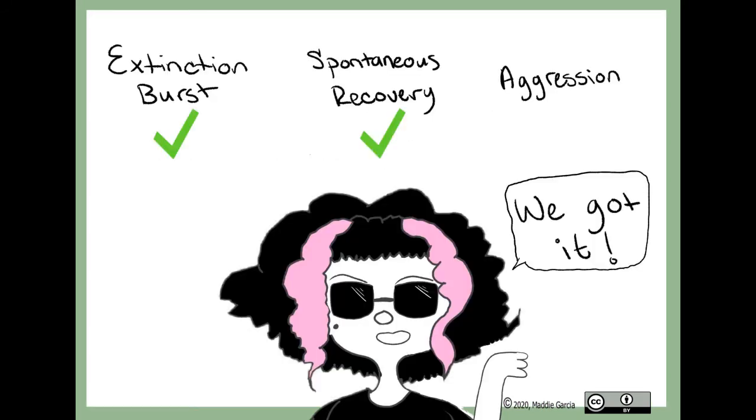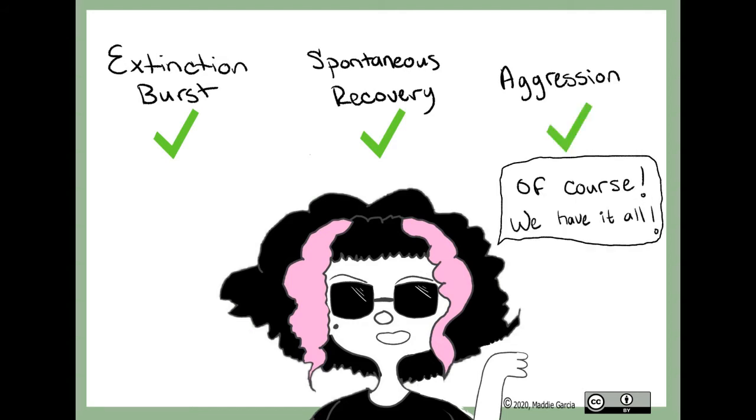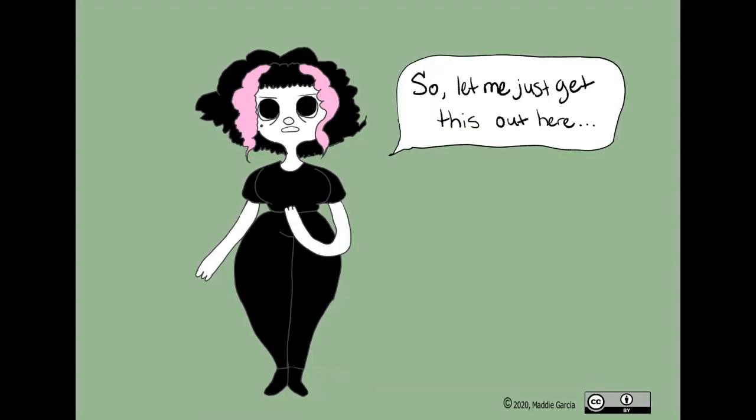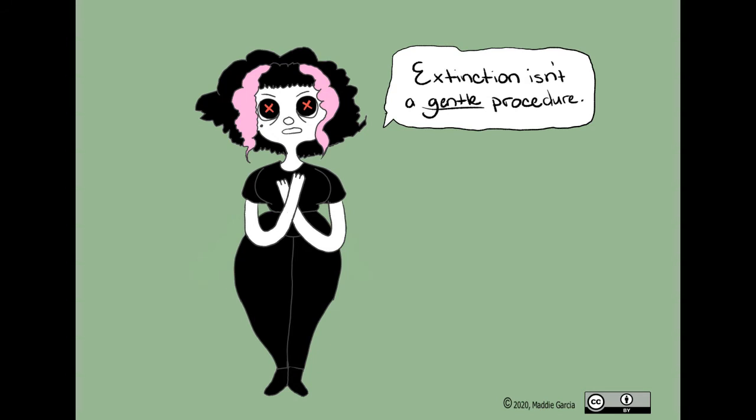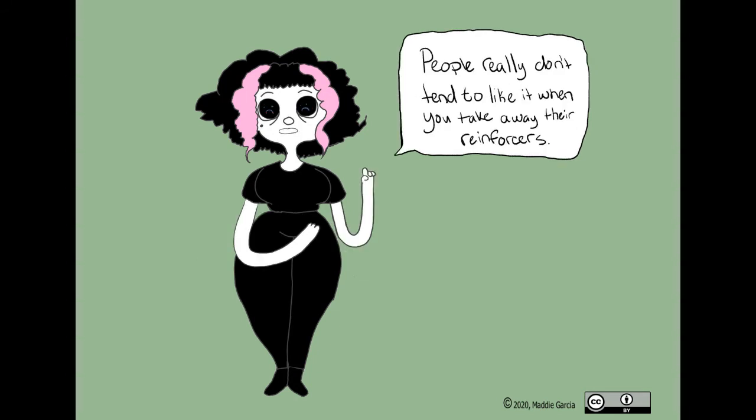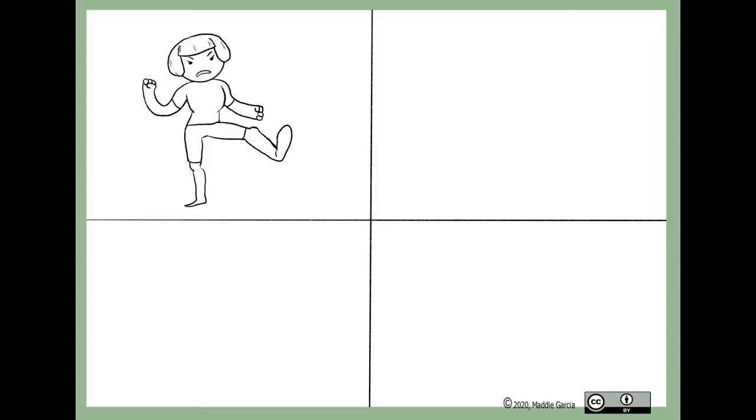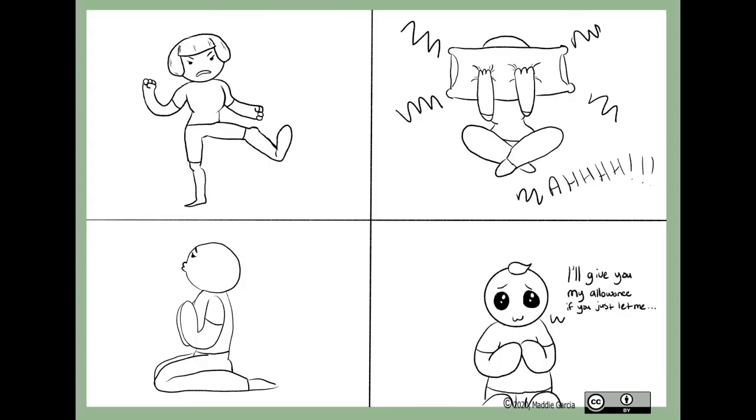Extinction burst, we got it. Spontaneous recovery, we got it. Aggression, of course, we have it all. So, let me just get this out here. Extinction isn't a gentle procedure. People really don't tend to like it when you take away their reinforcers. They'll kick, they'll scream, they'll beg, they'll bargain, you name it.